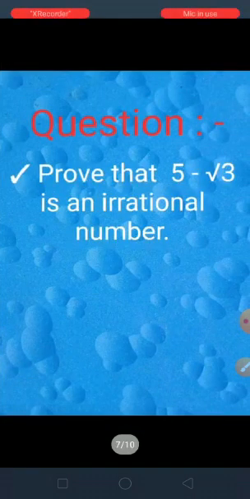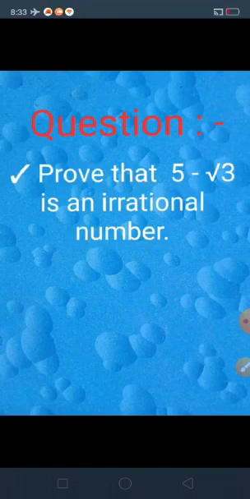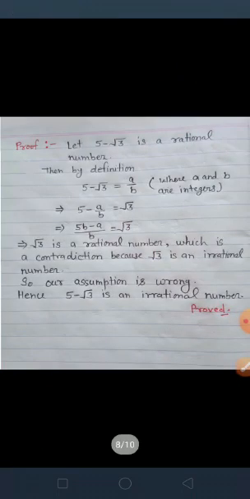Now, the second question is: prove that 5 minus root 3 is an irrational number. Let us see the proof of this question. Let us suppose 5 minus root 3 is a rational number. If 5 minus root 3 is a rational number, as we assume, then by definition we can write 5 minus root 3 is equal to a by b, where a and b are integers.